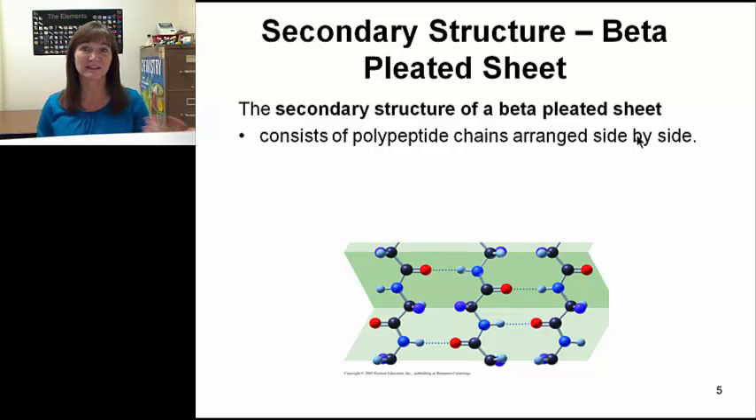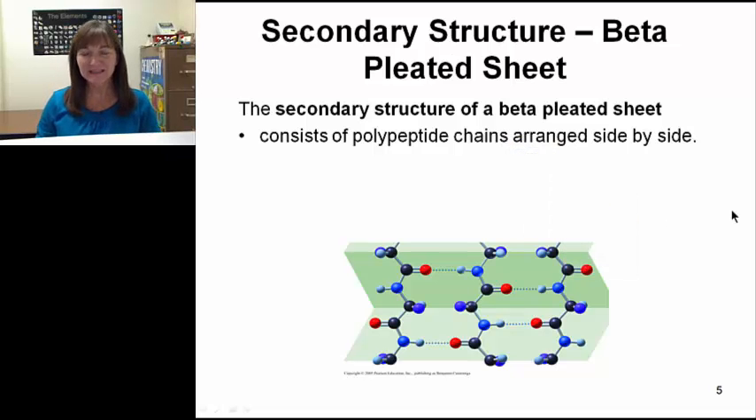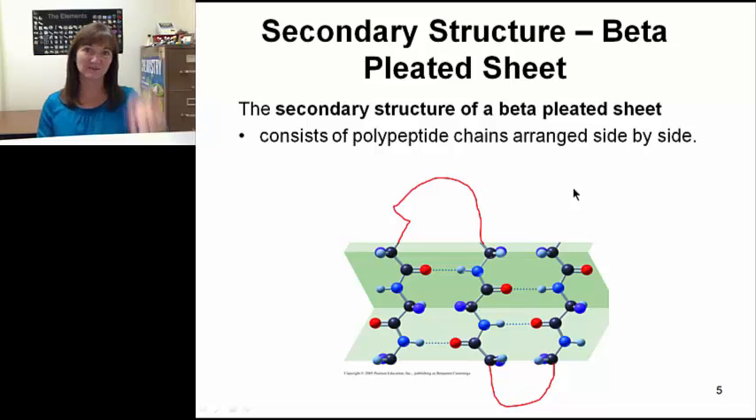Sometimes it's just abbreviated as the beta sheet. So the secondary structure of a beta pleated sheet consists of polypeptide chains arranged side by side. So what I'd like you to do, I'm going to go grab my pen, is it's one chain. I don't think this picture does it justice, because what happens is the chain is going along and it's doing its thing, and then all of a sudden it does a hairpin turn, and it comes back, and then it'll fold back on itself again and make another hairpin curve. So it kind of loops back and forth, and that's what your beta sheet is going to look like.